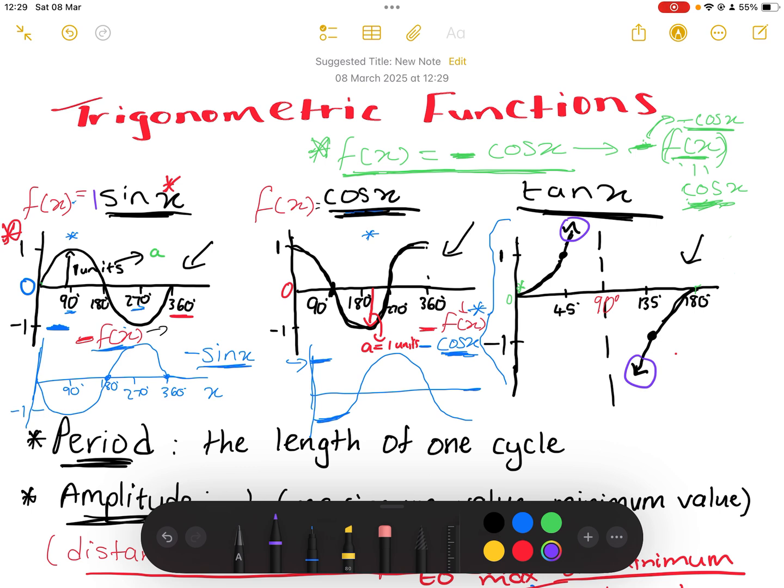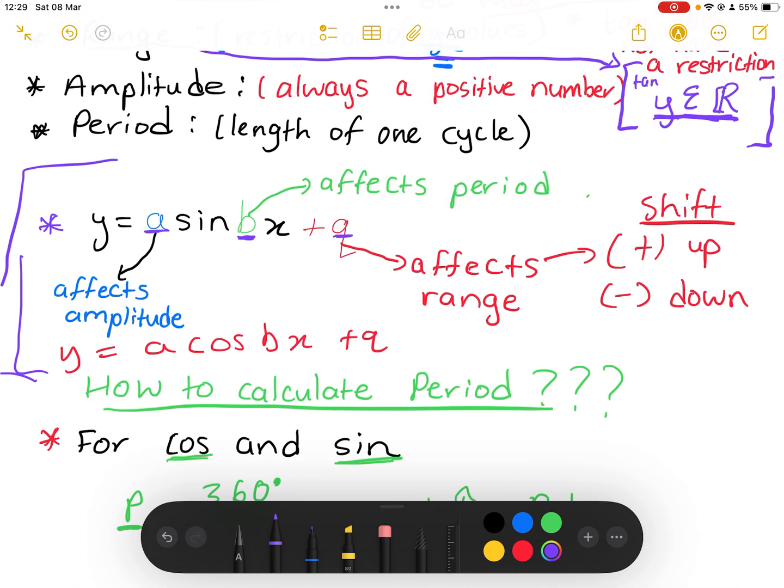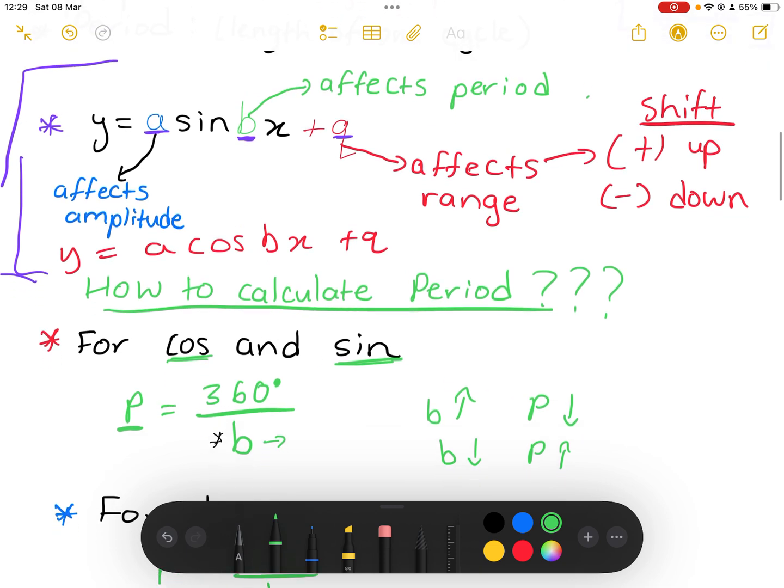So if you were to put 2, that means your graph will turn at 2 and also at -2. And then B affects the period. So B is the period. So how do you calculate the period? Whenever you want to calculate the period, this is how you calculate it here.